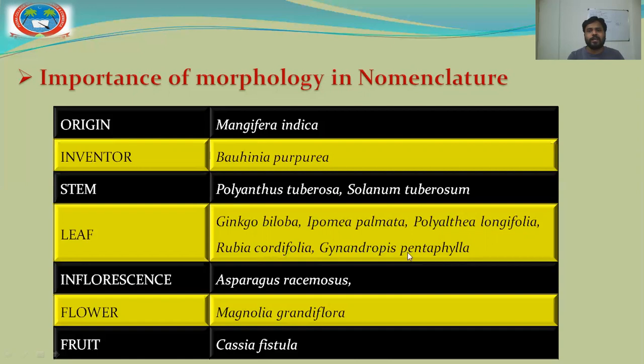Gynandropis pentaphylla, it means there are 5 lobes. Pentaphylla means there are 5 lobes in the leaves. That's why the name is given pentaphylla. So in this way, the leaf character is also responsible for the nomenclature.